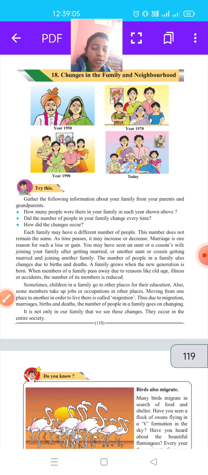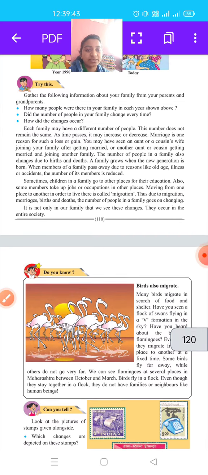Migration occurs because of a job, study or marriage. So migration, marriages, birth and death cause changes in the number of family members. It is not only in our family that we see these changes. This occurs in the entire society. So this is not occurring in our family only, but in all of society. So see on the next page what is given.